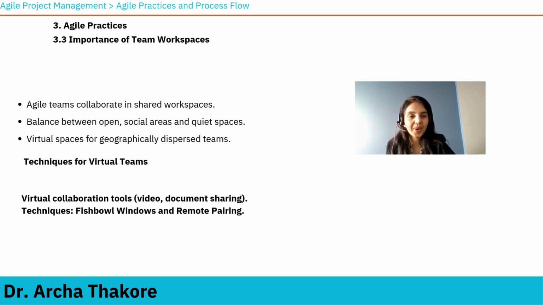Now let's talk about agile workspaces, because collaboration is one of the values and there are principles talking about it. So collaboration is important. Agile teams collaborate in shared workspaces. They have the possibility of interacting with each other whenever they want. Balance between open social areas and quiet spaces. They should have some time or space to think about their own work. However, it should also be possible for them to collaborate with each other. So there should be social areas.